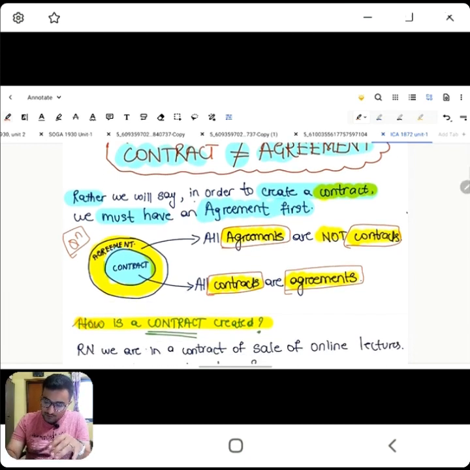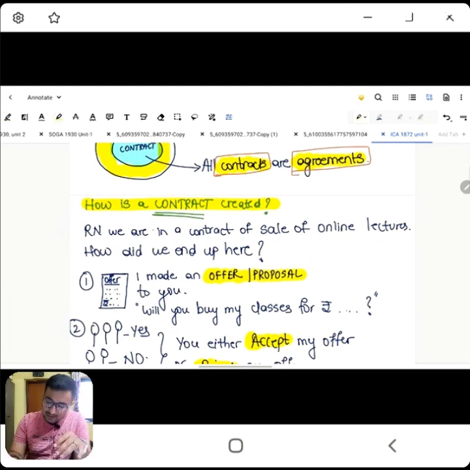Okay. So the next thing that we are studying is how are contracts created? Okay, how do you think contracts are made? We'll take a simple example. I am a faculty for the subject of law. I'm teaching you law right now, and let's say you have decided to buy classes from me for your CA Foundation law syllabus. This is basically a commercial transaction.